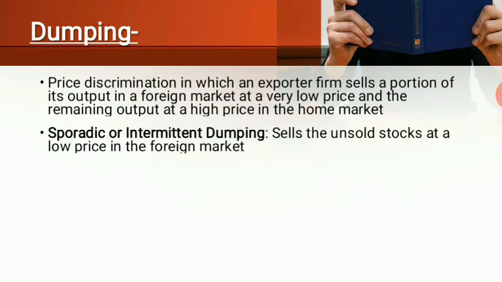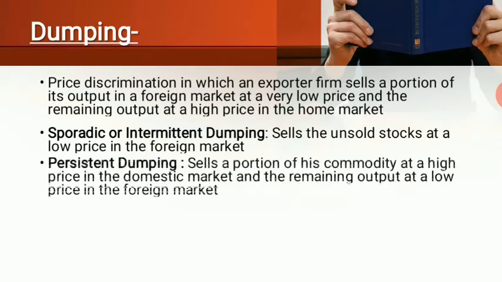First is sporadic or intermittent dumping. It is adopted under exceptional or unforeseen circumstances when the domestic production of the commodity is more than the target or there are unsold stocks of the commodity even after sales. In such a situation, the producer sells the unsold stocks at a low price in the foreign market without reducing the domestic price. Next is persistent dumping.